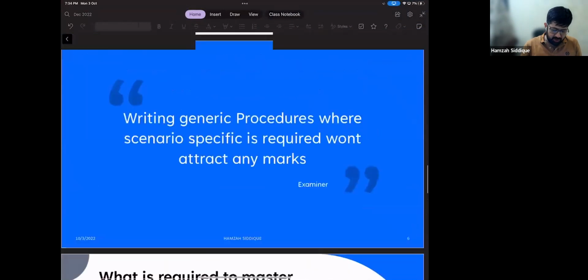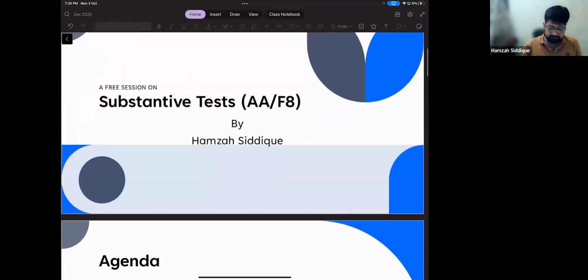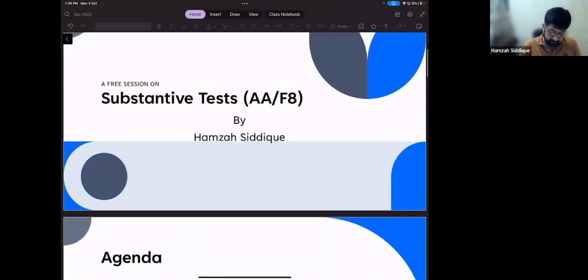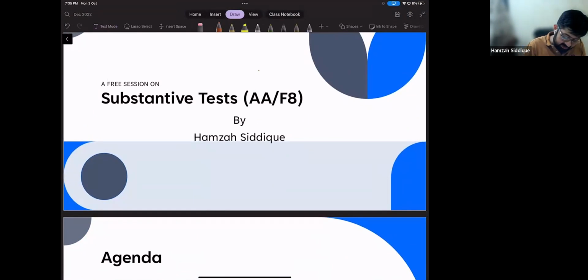This session which we are going to conduct today is very important from the exam point of view. Substantive test is one of the hot topics of F8, Audit and Assurance. This topic has to be tested in your exam on average for 25 to 30 marks. It must be tested. So we should be clear about it.